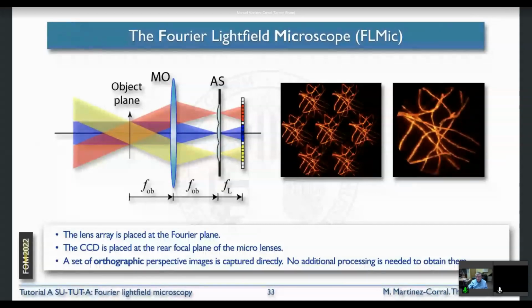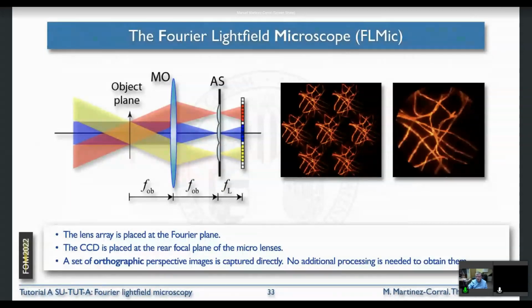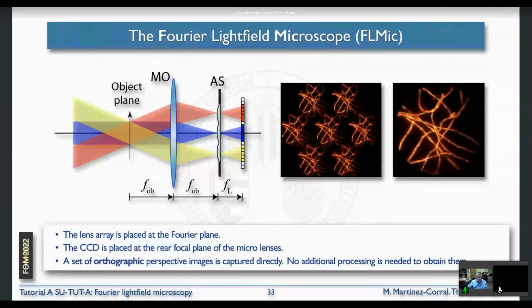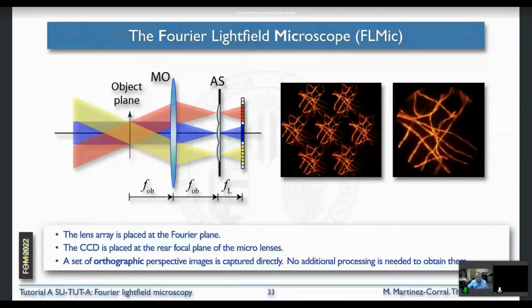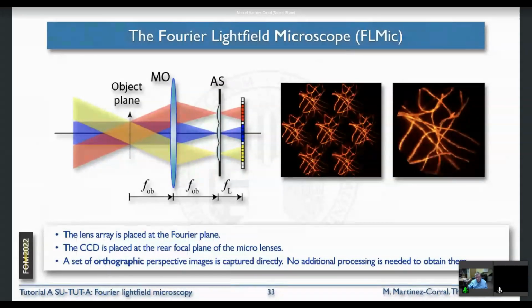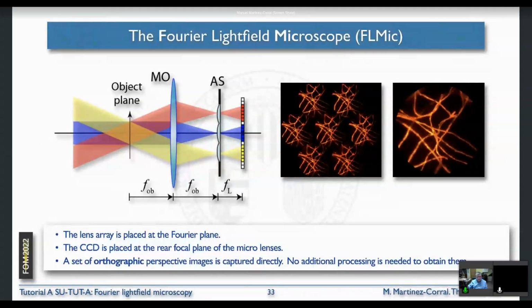And you have these images directly. You don't need any additional processing. You don't need any numerical aperture matching. I said nothing about the numerical aperture of the microlenses. In fact, the numerical aperture of the microlenses only has interest about the field of view, not other things.